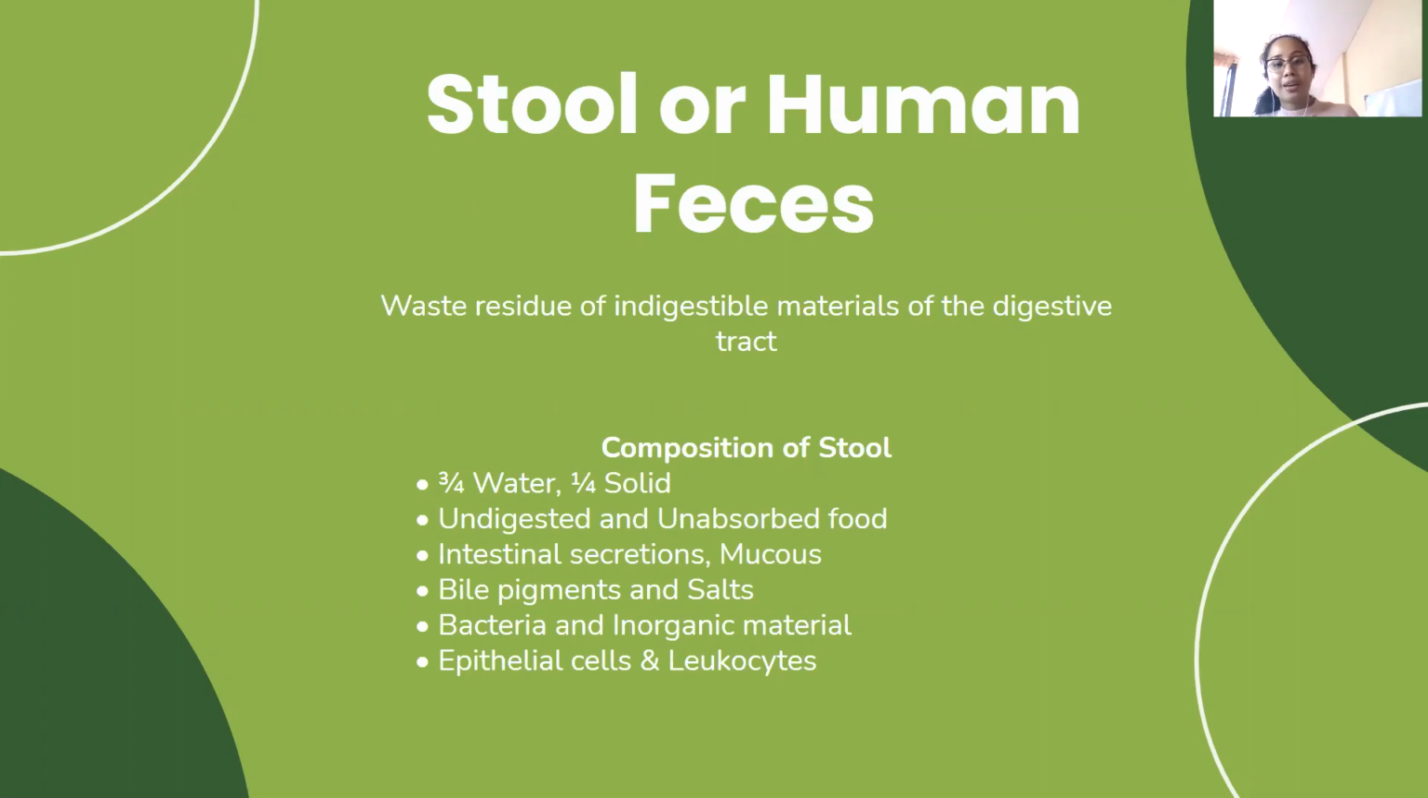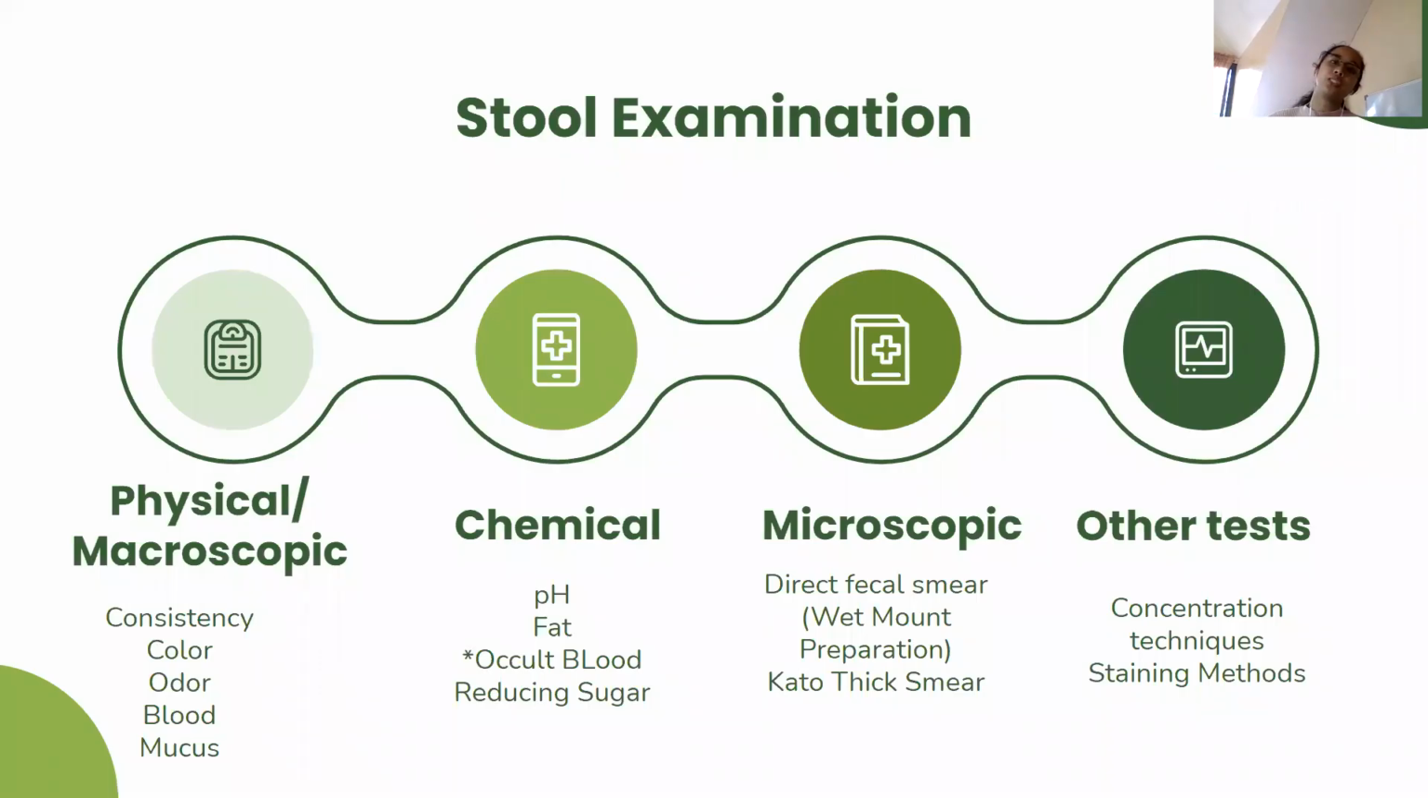The one that gives color to your stool is stercobilin, which is from your bile pigment. What else? We have bacteria, inorganic material, epithelial cells, and leukocytes. These are the things that we commonly find in your stool. Of course, if there's a parasitic disease, may parasite. So class, anong mga gagawin natin today?